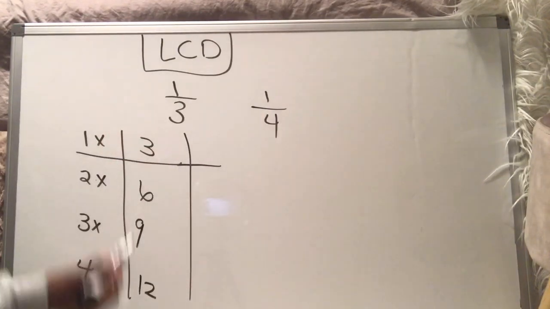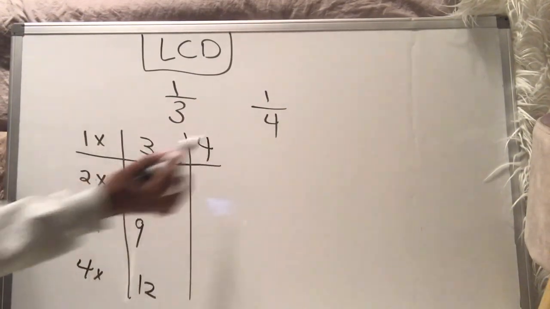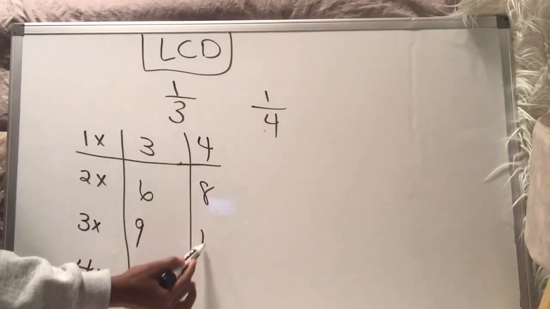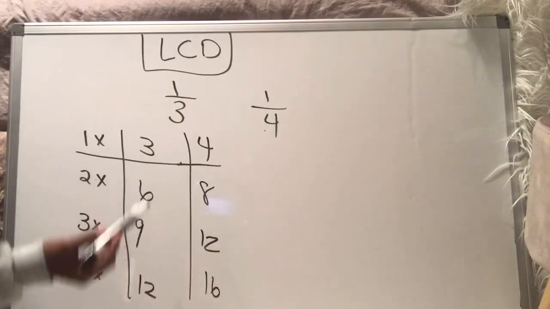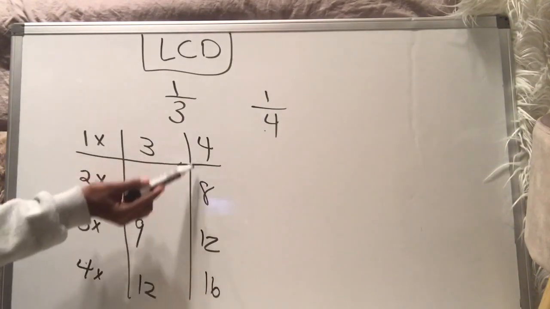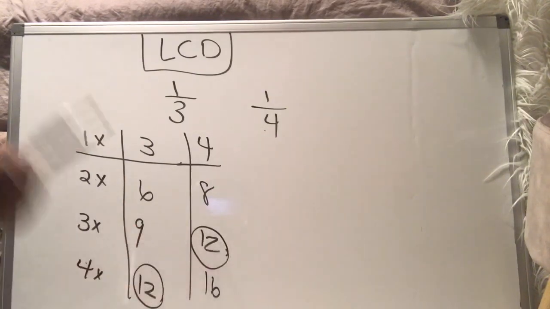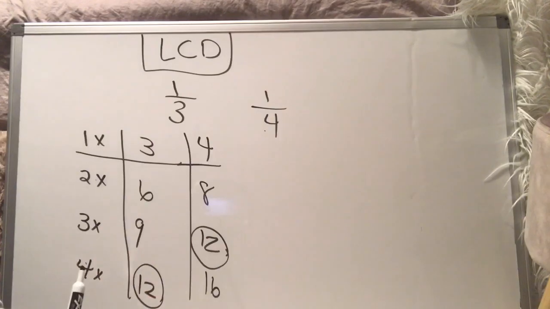All right, let's do this one. 1 times 4 is 4. 2 times 4 is 8. 3 times 4 is 12. And 4 times 4 is 16. So we look at our columns and we see that we have a 12 and a 12. Is that our least? Yes, because we have nothing else in common and it stops right there.